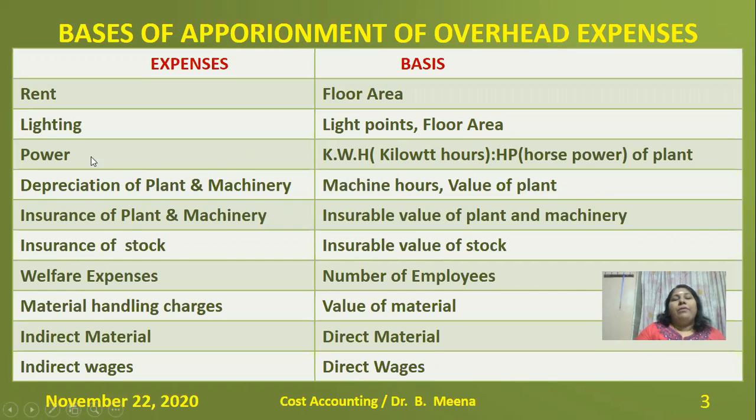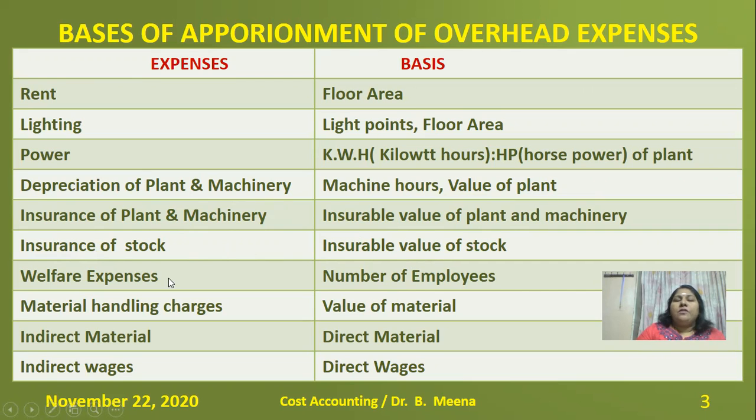The next is power. For apportioning the expenses of power, we can take the basis as kilowatt hours or HP of plant, horsepower of plant. For depreciation of plant and machinery, you can take the basis as machine hours. If the machine hours are not available, then you will consider the value of plant as the basis for apportioning depreciation of plant and machinery for all the production and service departments. Next, insurance of plant and machinery, you need to take the basis as insurable value of plant and machinery. Next, insurance of stock, you can take the insurable value of stock as the basis.